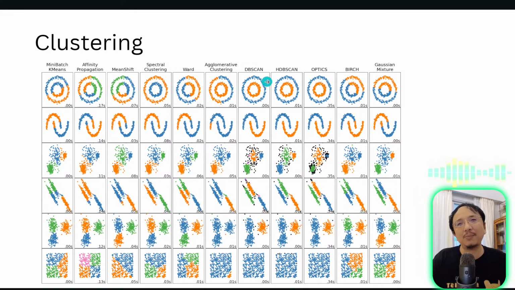So you can see that DBSCAN, HDBSCAN, and OPTICS, all these three are similar methods. They are doing a very good job. And you can use Gaussian mixture to do that, but it doesn't work very well, because they are not Gaussian. Gaussian mixture works well for this sort of thing, like this one.